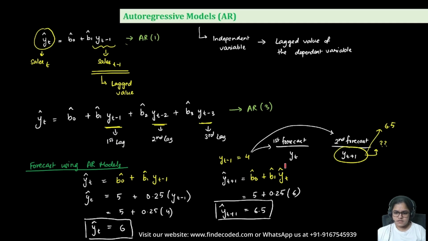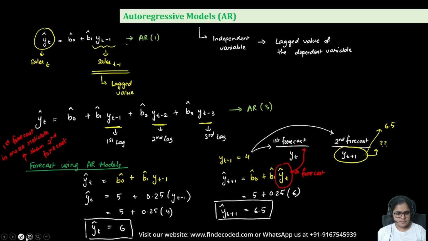And in this case, my yt itself is a forecast. Correct? You can see this is itself a forecast. So what happens as I keep on going to the second forecast, third forecast, fourth forecast, the reliability reduces because the input itself is a forecast. So in this case, I can say that the first forecast is more reliable than the second forecast, and the second forecast will be more reliable than the third forecast.